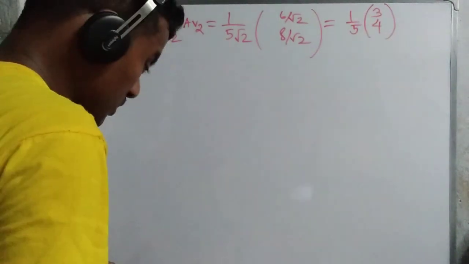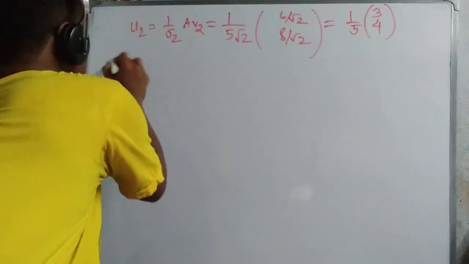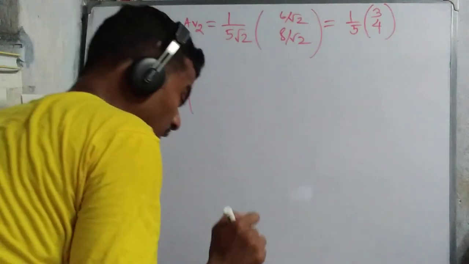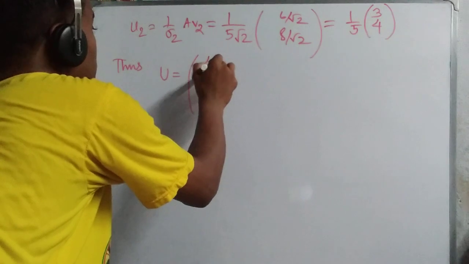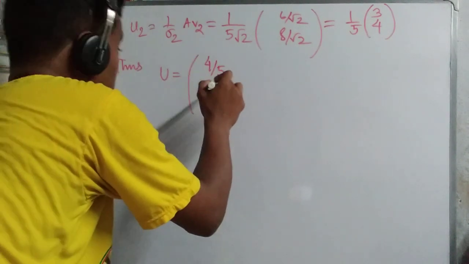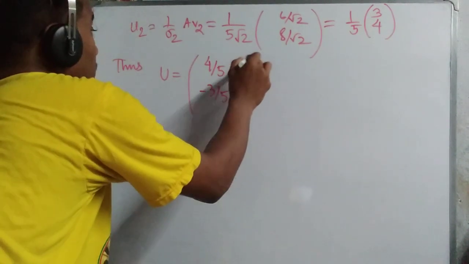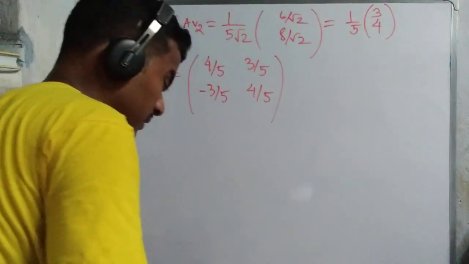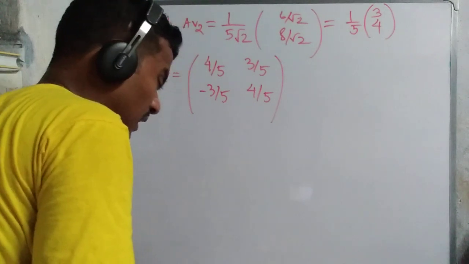So then what we get? Thus U equal to [[4 by 5, -3 by 5], [3 by 5, 4 by 5]].